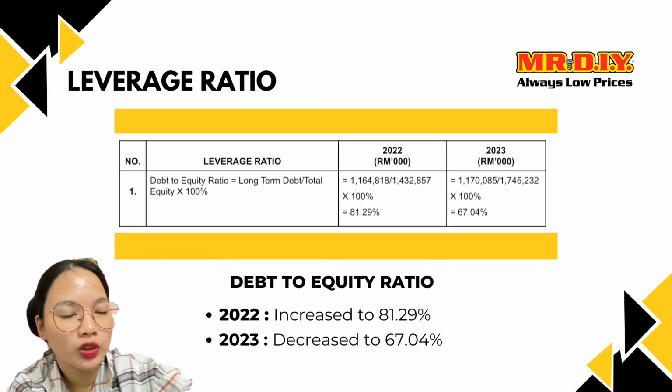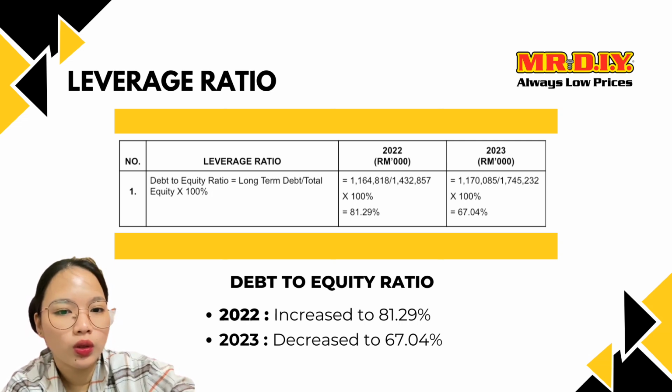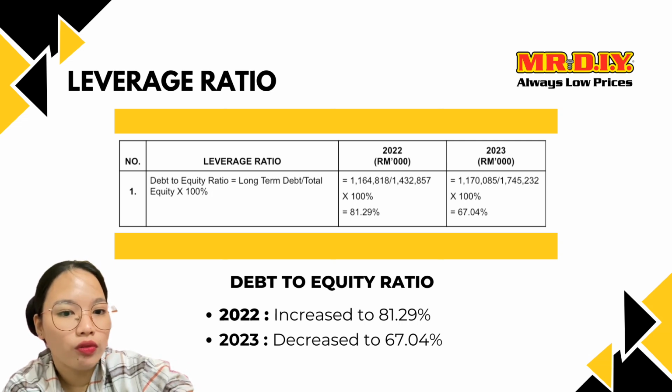Debt to equity ratio: Mr. DIY had improved from 2022 to 2023. In 2022, the company had a higher level of debt compared to its equity. However, in 2023, Mr. DIY was able to reduce its debt and increase its equity. This is a positive development, as it means the company is relying less on debt financing and instead using more of its own funds to operate. Having a lower debt to equity ratio makes Mr. DIY's financial position stronger and less risky.